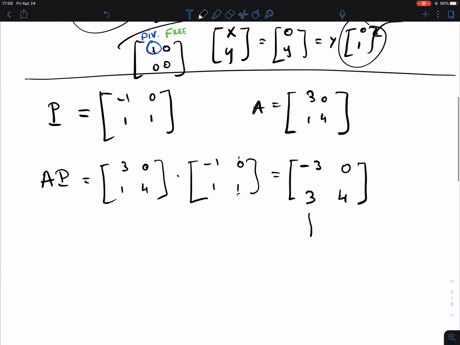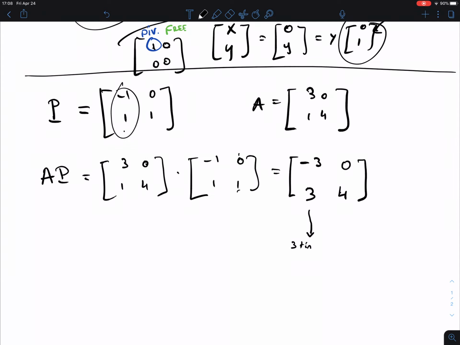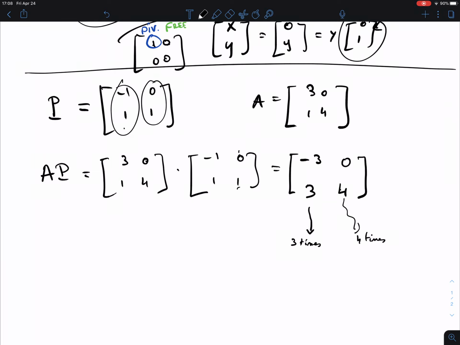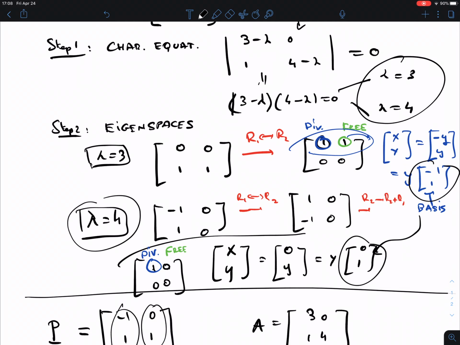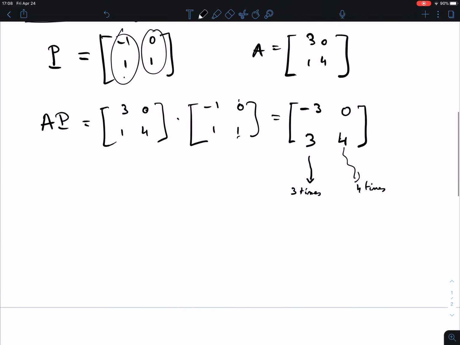Now, look, actually something nice happened. Let's compare this column with the original column. This is our original column. What is this? Well, this is 3 times the original one. And what about this one? It's 4 times this one. Okay, where do this 3 and 4 come from? I'm just showing you nice coincidences, and then we're going to really work that out.